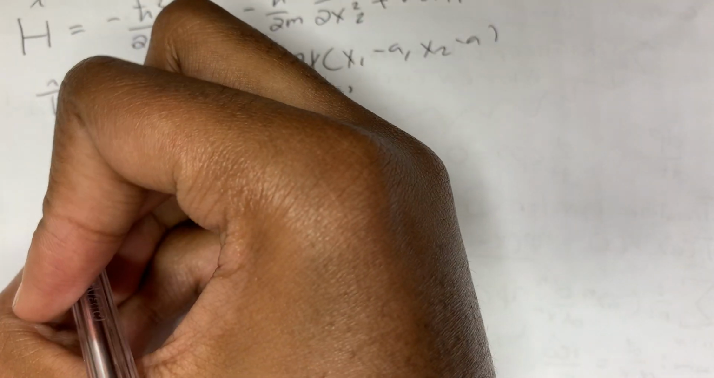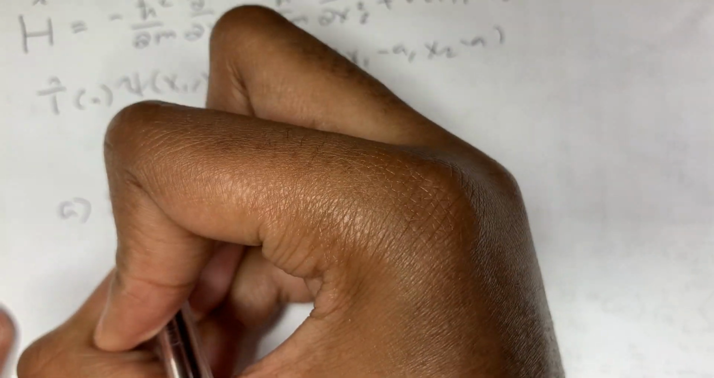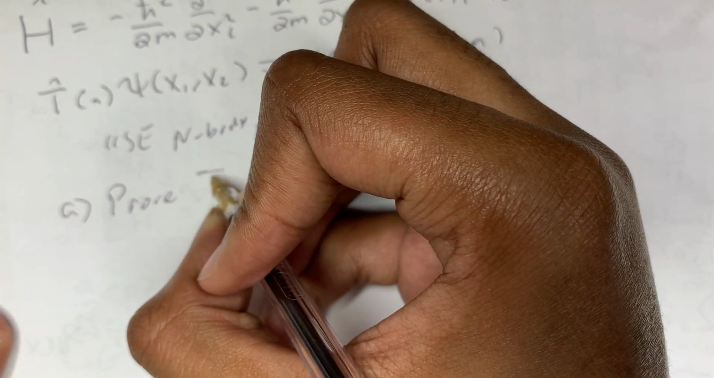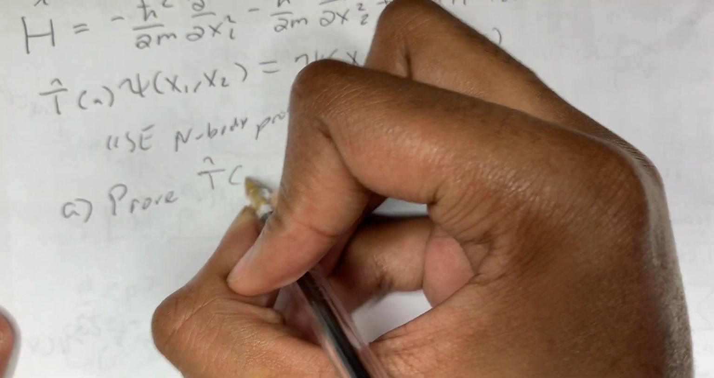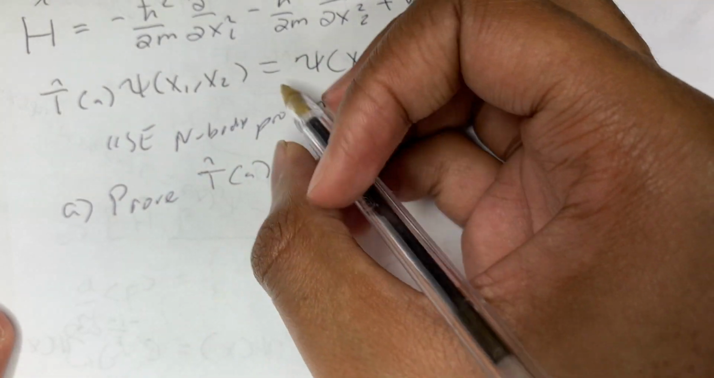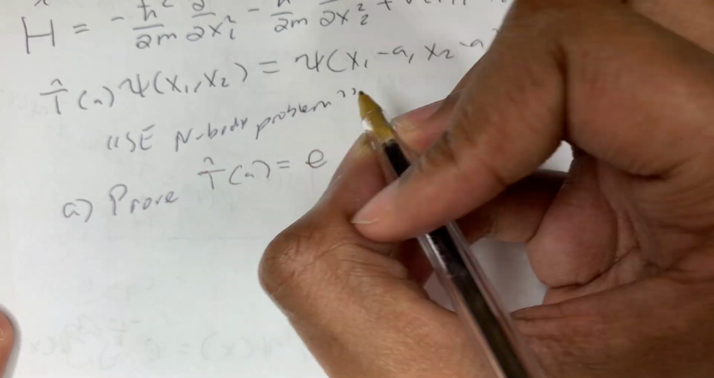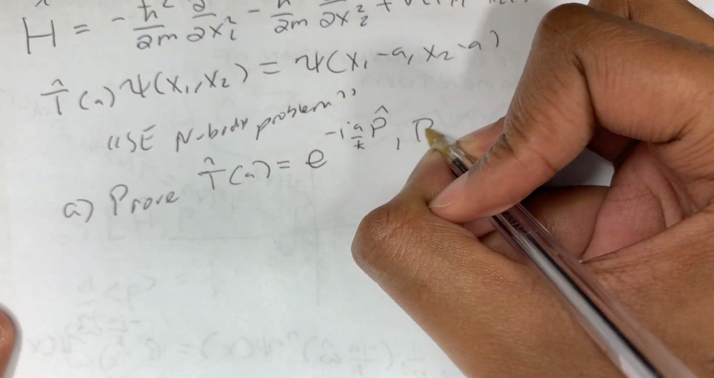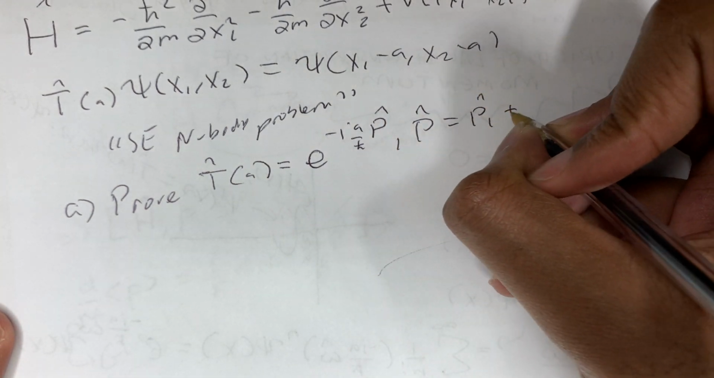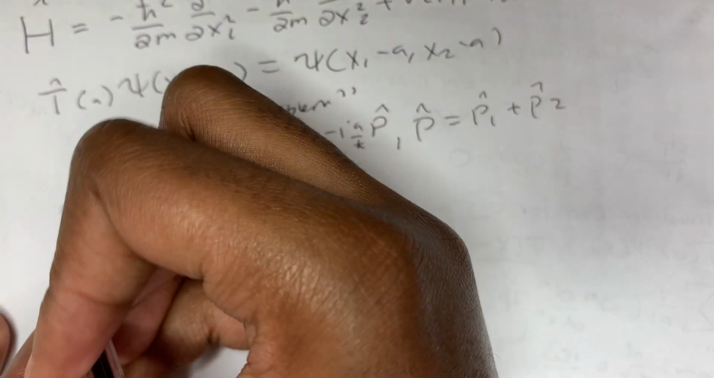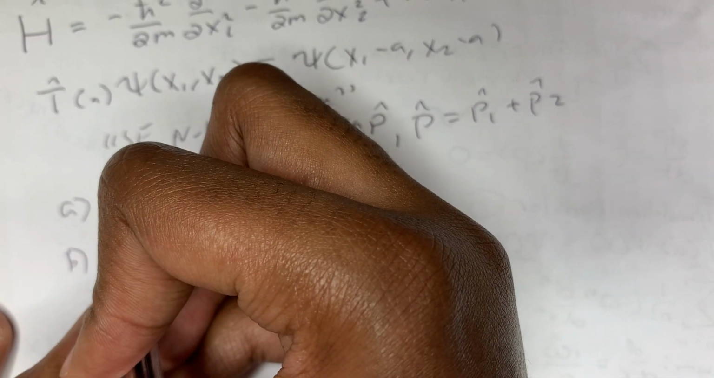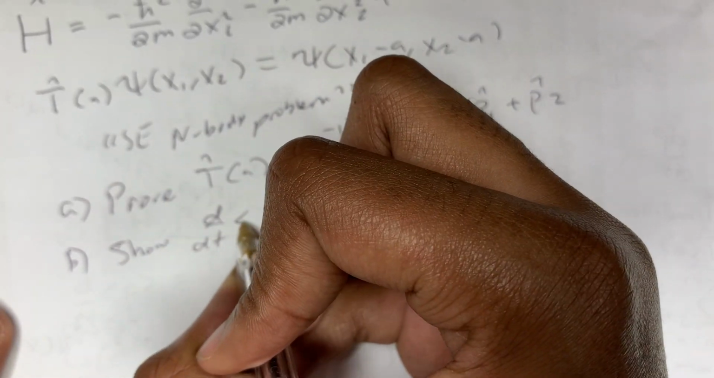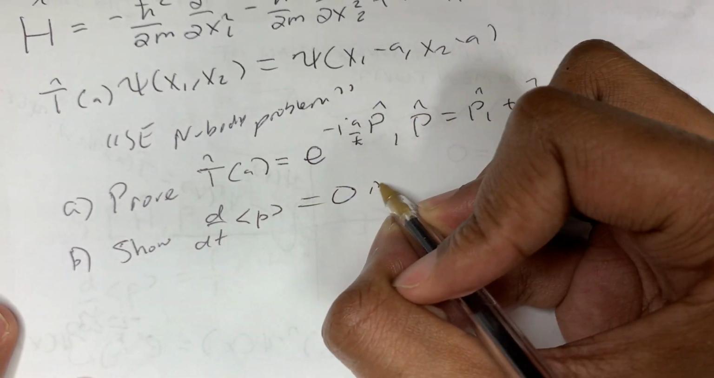Now what we're going to prove is that the expectation value of T hat is going to be e to the minus i a over h bar big P hat, where big P hat is just P hat 1 plus P hat 2 of each particle. It seems intuitive, but let's prove it. We're also going to prove that the rate of change of the expectation value of momentum is 0 in this system.